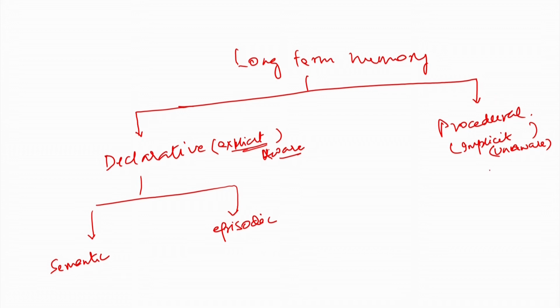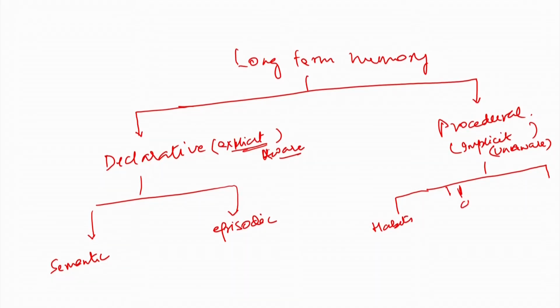Procedural type memory, where people are not aware that they are accessing the memory, is implicit in nature, and we will not discuss it in detail in this introduction to cognitive psychology class. But I will give you the distinction of what types it is further divided into. We have habits, classical conditioning, and priming. In earlier lectures, I briefly defined habits, classical conditioning, and priming, and also semantic and episodic. So, let us quickly look at what they are.